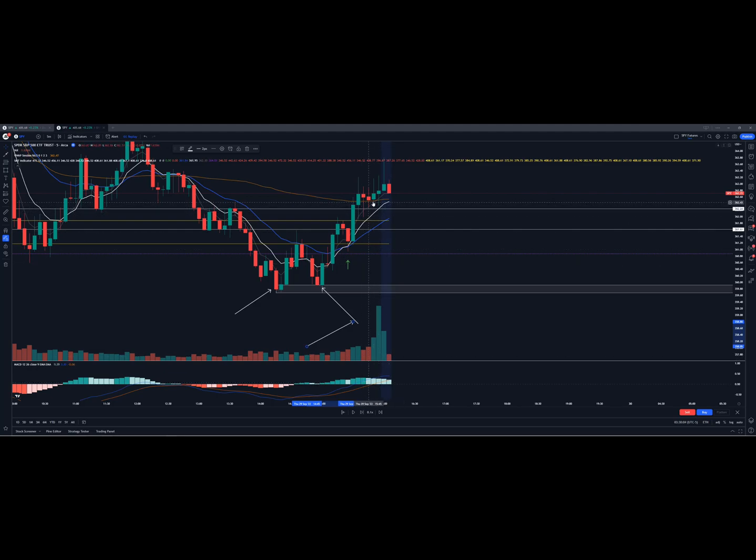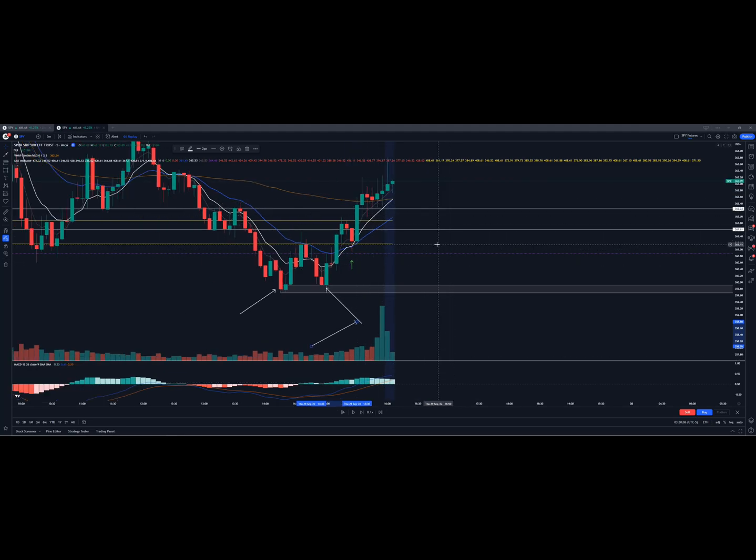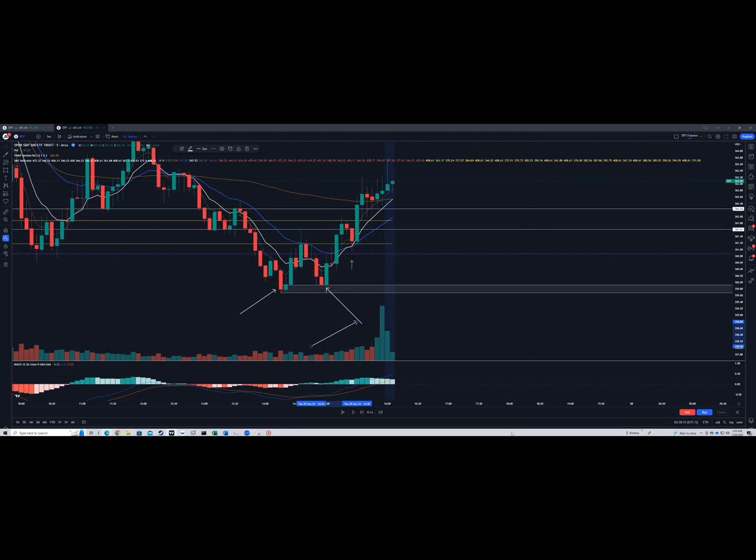Yep. So VWAP was very strong support there, as you can see. So that's a double bottom pattern, and that's played out. It continued to the upside for the rest of the day, and that's how I would take it.